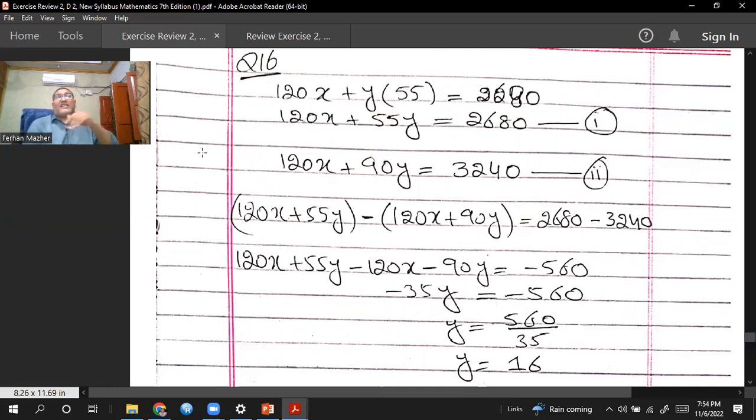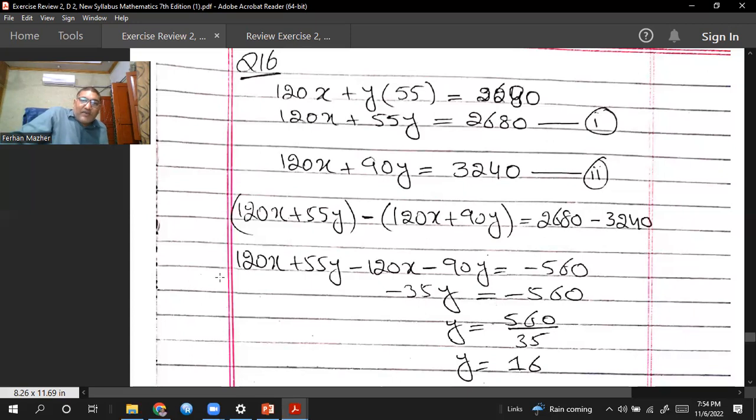So plus 120X minus 120X, they will be cancelled. So 55Y minus 90Y, that will be minus 35Y equals minus 560. Minus minus will be cancelled. So Y will be equal to 560 divided by 35. So Y will be equal to 16. So now you know the value of Y.